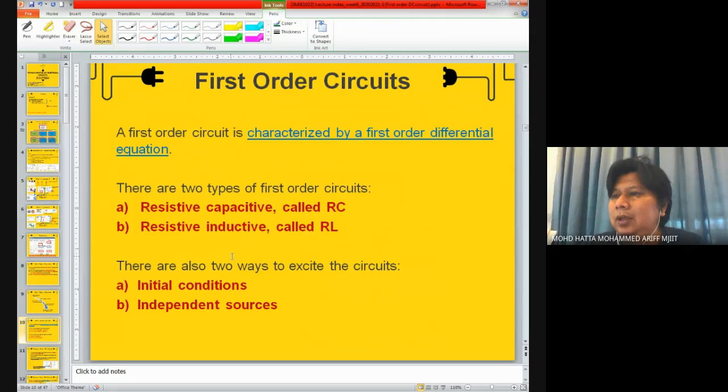All right, I think I've already discussed this one. The first order circuit is characterized by a first order differential equation. If you have a derivative in your equation, it means that it's considered a first order circuit or first order differential equation. And also we're going to have two types of first order circuit. First called RC and second one is RL. We have two ways to excite the circuit, either using initial condition or using an independent source. Independent source maybe step response, the special function that I mentioned earlier, maybe using independent voltage source, independent current source, maybe, right?